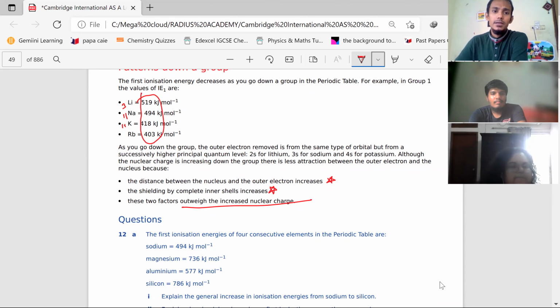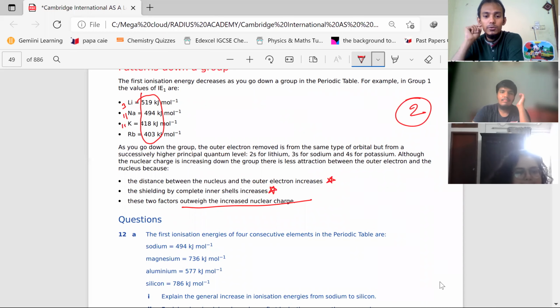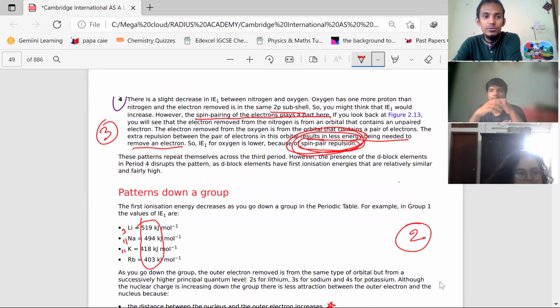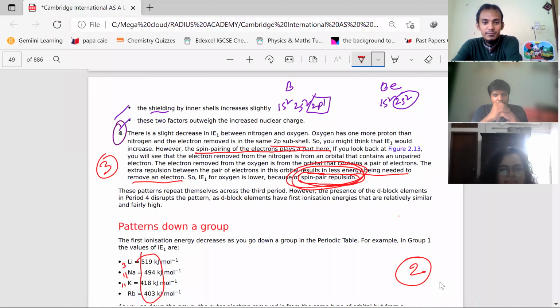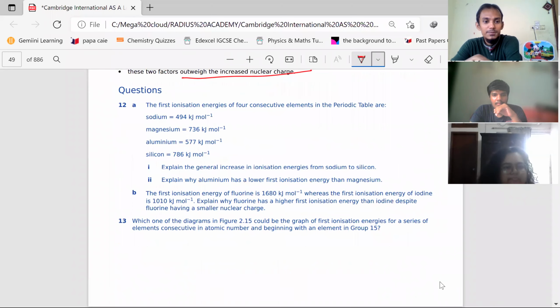So they can ask this question for 2 marks. In the past question papers, they are asking this question for 2 marks, and it is very easy. If they want to give you marks, they will ask this question. If they want you to struggle, then they will ask you number 4 point. Why there is a discrepancy between nitrogen and oxygen. If they want you to struggle more, then they will ask you why phosphorus to sulfur there is a decrease. Okay? So be aware.